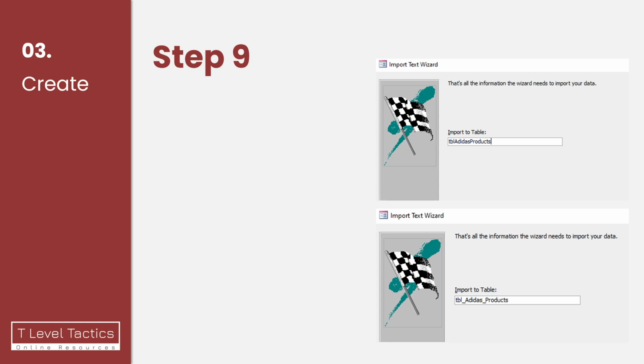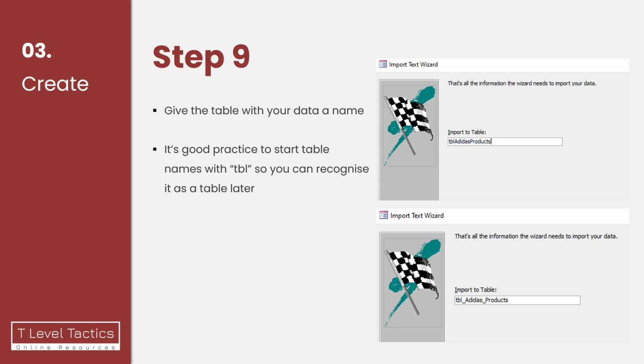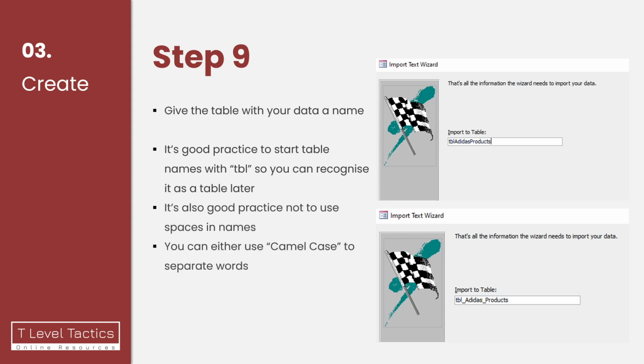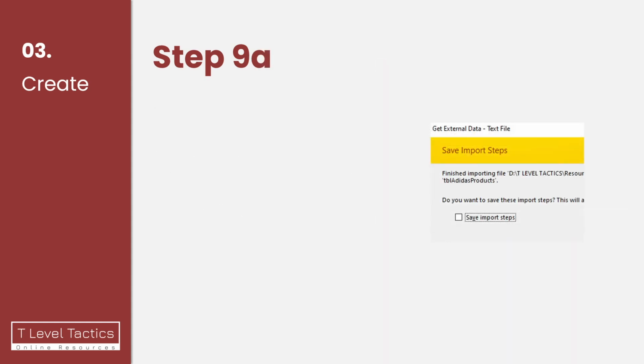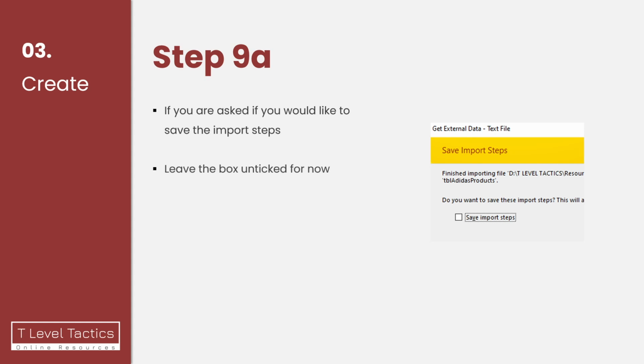Step 9. Give the table with your data a name. It's good practice to start table names with TBL so you can recognize it as a table later on. It's also good practice in databases not to use spaces in names. You can either use camel case to separate the words, or you could use underscores. You can see examples of both in the images to the right. Once you're happy with the name you've given it, click Finish. If you're asked if you'd like to save the import steps, just leave the box unticked for now and click Close.